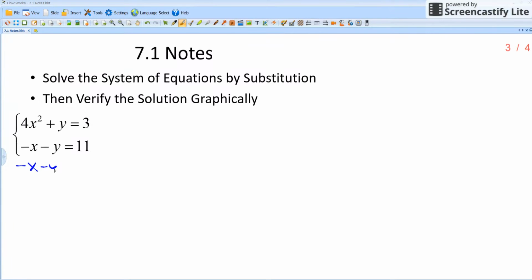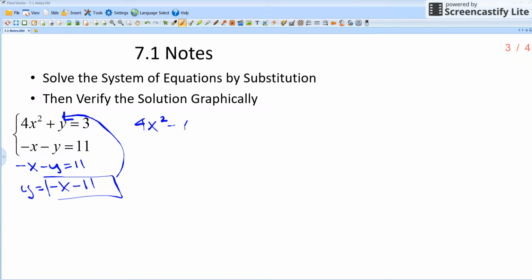This is negative x minus y equals 11. If I add the 11 and add the y, I get y is equal to negative x minus 11. And this tells me what I will now substitute in for y. That gives me 4x squared minus x minus 11 equals 3. I subtract that 3 over, so I'm going to have 4x squared minus x minus 14 equals 0.